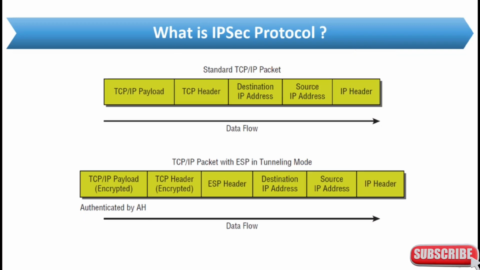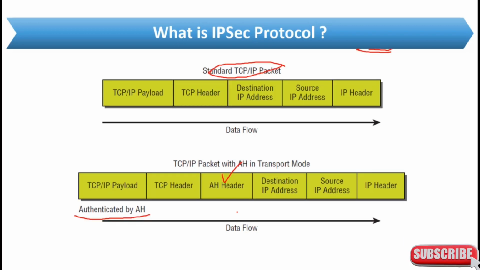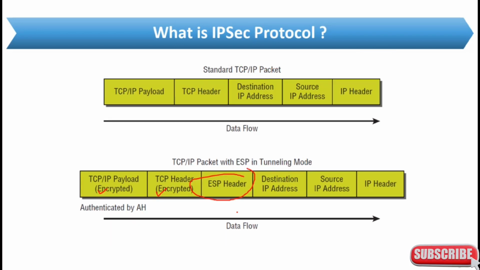And this is the tunnel mode where the header is encrypted, the TCP/IP payload is encrypted and the ESP header is added here. This is more powerful, and as I said earlier, there are two modes, tunnel mode and transport mode. So it depends upon the type of service or type of the end-to-end devices which are going to employ it. That is it for this lecture.